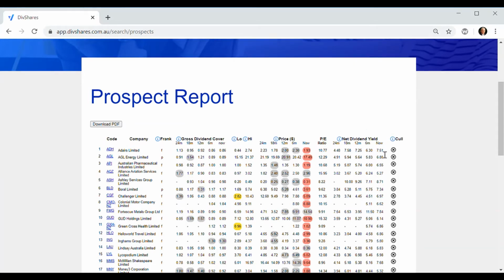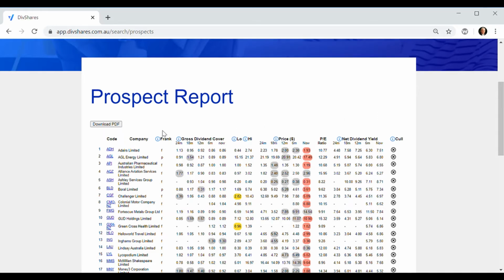Net dividend yield is a ratio developed by DivShares to equally compare the return on investment of individual stocks from different franking groups. Good decisions can only come from clear information. Look for trends and correlations between yield, price, and cover to determine the company's capacity to maintain yield. Finally, looking down at the current yield, remove those prospects that fall below your expectations.